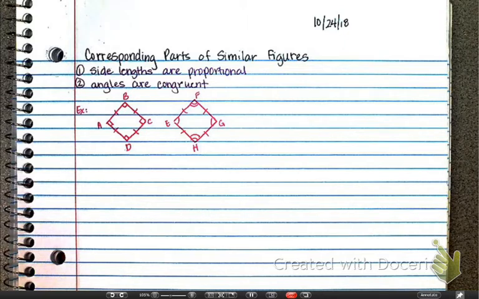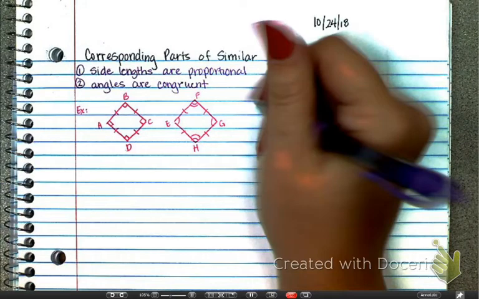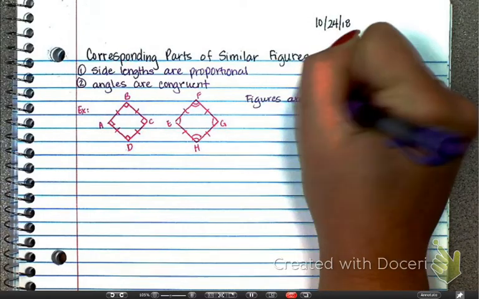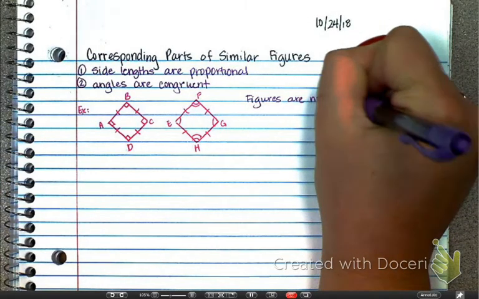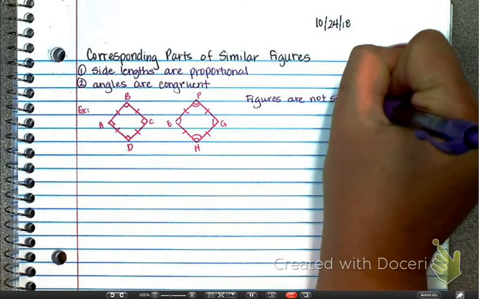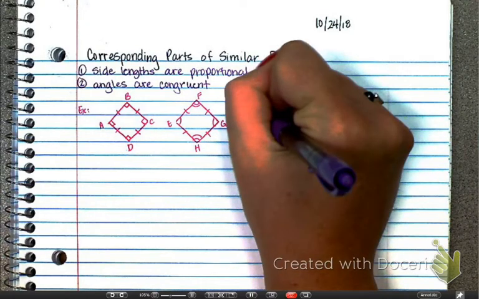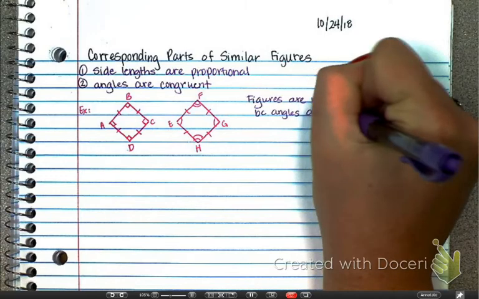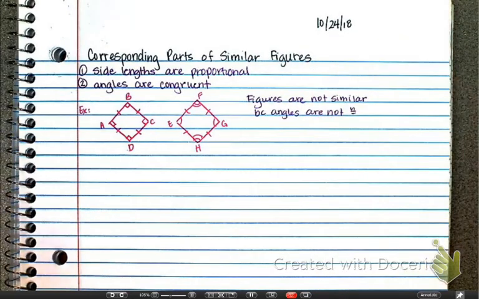Okay? And we're going to put a little extra information other than not similar so we know why. But the figures are not similar because the angles are not congruent. So the figures are not similar because the angles are not congruent.